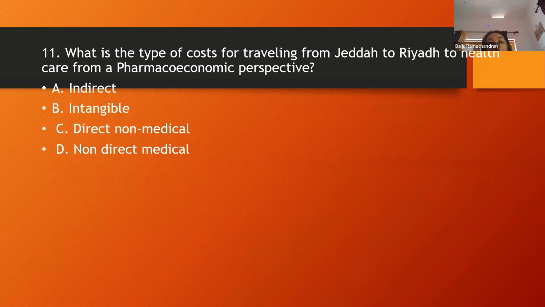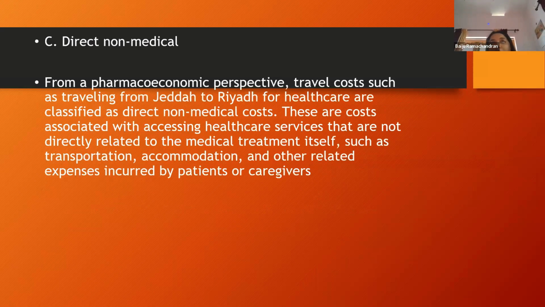Okay. Then what type of cost is traveling from Jeddah to Riyadh to healthcare from a pharmacoeconomic perspective? The options are indirect, intangible, direct non-medical, or direct medical. So what will it be? Direct, non-medical cost. Here, that particular patient is traveling from one place to another place for the treatment, right? So it is direct, non-medical cost.